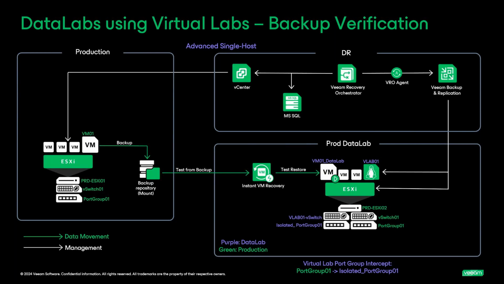What we're basically doing is taking a virtual lab on that ESXi2 host, and we're giving it VLab01, which is the name of the virtual lab. We're giving it an isolated virtual switch, an isolated port group. So when we do a recovery plan, let's say I want to test VM01, and I want to bring it into my data lab, it's going to bring it into that data lab on ESXi02, and it's going to bring it into that associated purple networking. So it's going to be completely isolated.